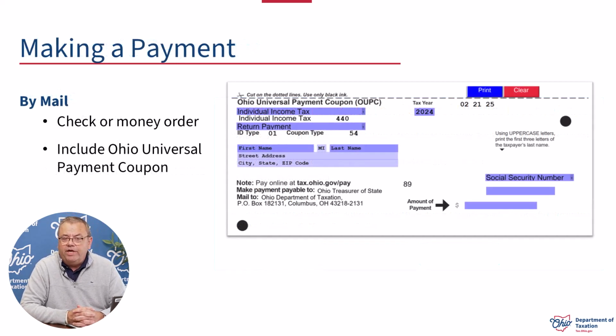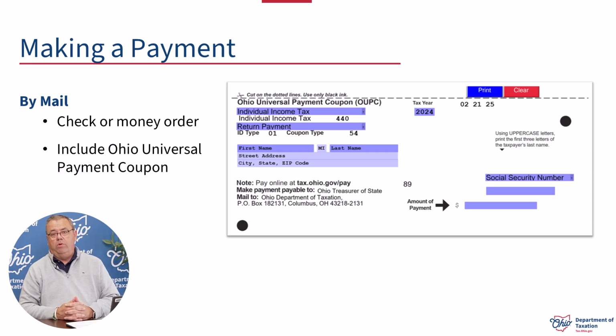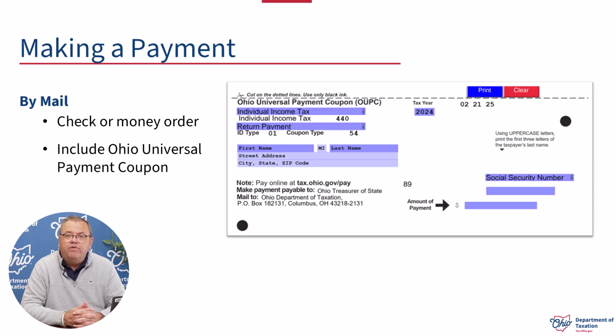You still want to make a check by mail. You want to pay your bill by mail. That's fine. We accept those all day. That's not a problem. So you can obtain that Ohio Universal Payment Coupon from our form site. And there's a PDF fill-in. You can fill in the information. Your preparer may provide you with one, and the information could already be filled out on that.